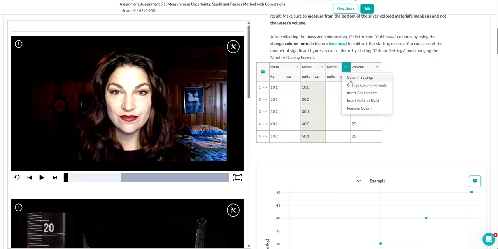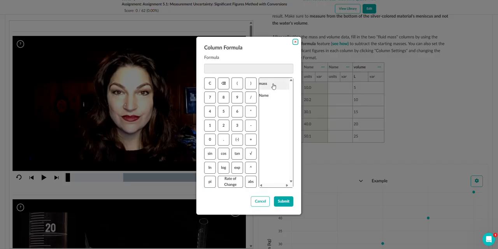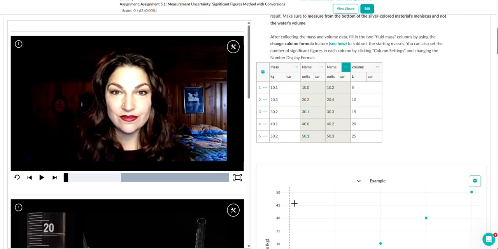For my maximum, I will go in, change column formula again, and I want to pick mass again, and this time add the uncertainty. So this is the high range. Now I'm going to give 0.1 and add that in, and it will go up that level of uncertainty. So that's what they mean by minimum and maximum. And so while I may have measured on the balance 10.1, because of the possible error of my instrument, what that 10.1 really tells me is that my measurement is somewhere in the range between 10.0 and 10.2.